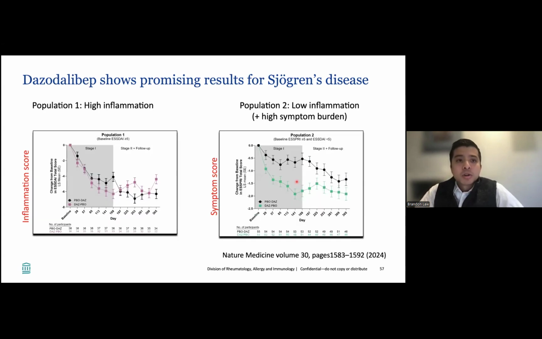And it's not just this group. Another group has done the same thing, constructing a trial in a very similar way, using their agent, dazodalibep, showing, again, a population that is more of the high inflammation group, showing the improvement of the inflammation score, versus a low inflammation group, but high symptom burden score, and showing an improvement in their symptoms over time.